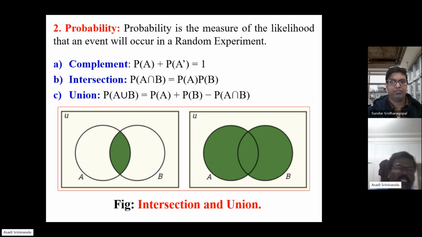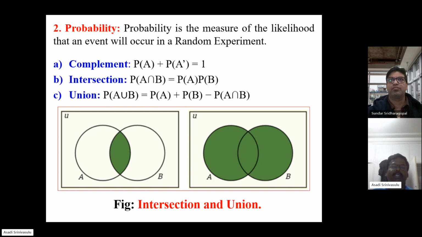Then the second concept is probability, the likelihood of getting events. Probability is the measure of the likelihood that an event will occur in a random experiment. Randomly you are throwing a coin. It may fall head or it may fall tail. So the probability of the coin is 1/2. There we are performing complement, intersection, union.